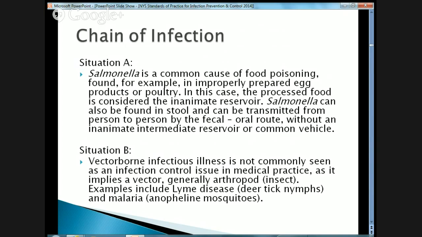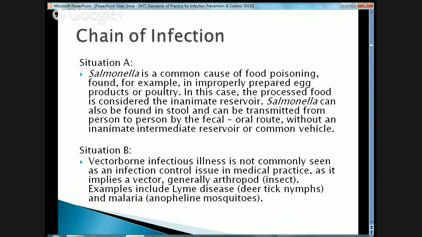Salmonella is common food poisoning. It's found in improper egg products and produce. It can be found in the stool. There have been a number of outbreaks here in the Hudson Valley, and that mostly was because people didn't wash their hands after they were in the bathroom and they were cooks or food service personnel. We've had a number of cases of that.